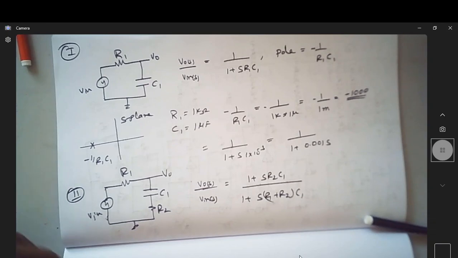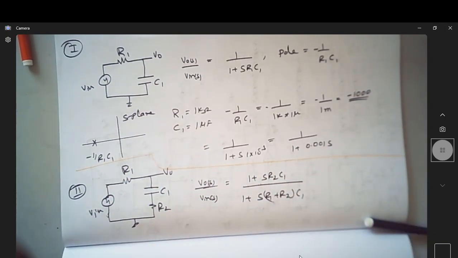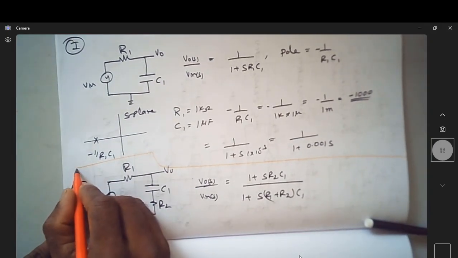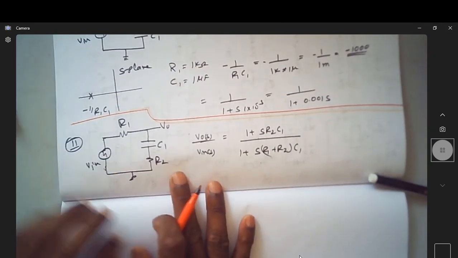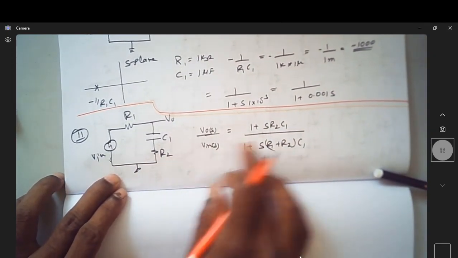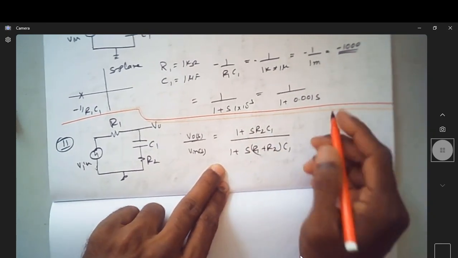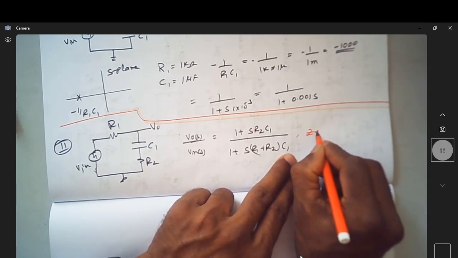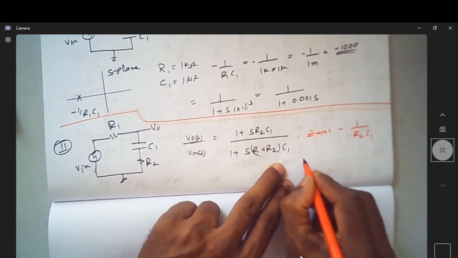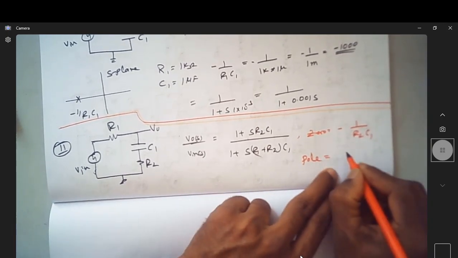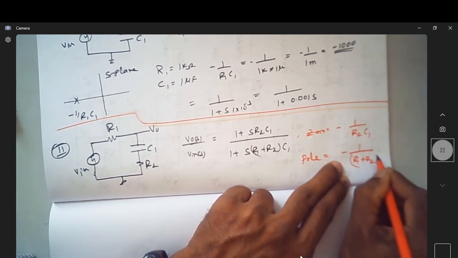Now let me just demarcate both of them. Just put it in a different color. Now this is my second circuit. This indicates that there is a 0 also, there is a pole also. So now looking at this, 0 is at minus 1 over R2 C1. So there is a pole at minus 1 over (R1 plus R2) C1.